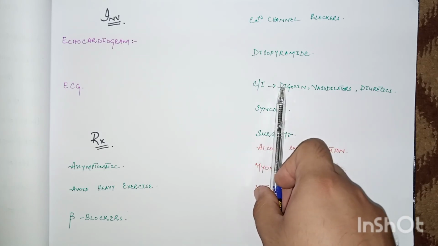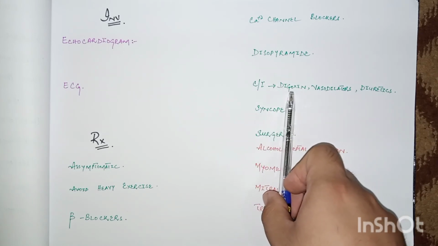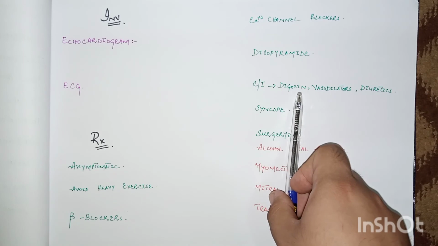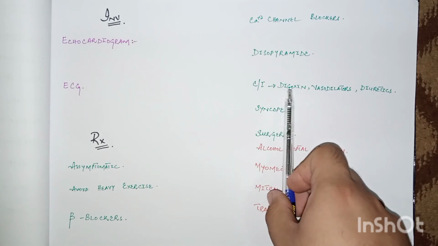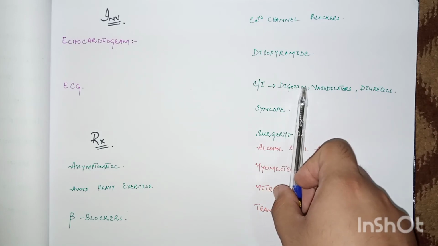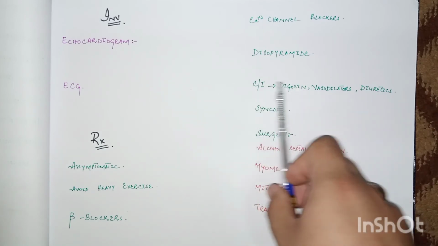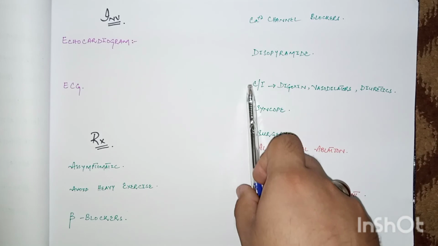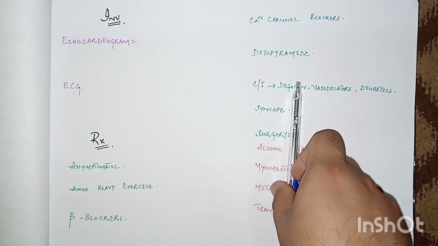All these drugs basically decrease the end diastolic volume. Due to reduced end diastolic volume, there is increased intensity of the murmur, that is ejection systolic murmur, as we have discussed previously. So these drugs are contraindicated in hypertrophic cardiomyopathy.